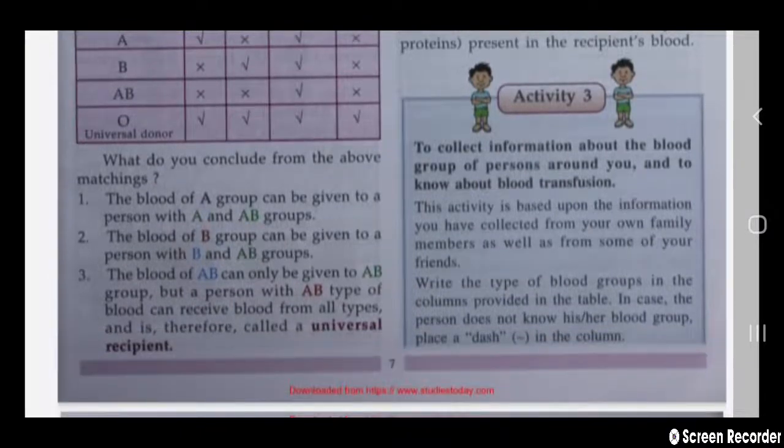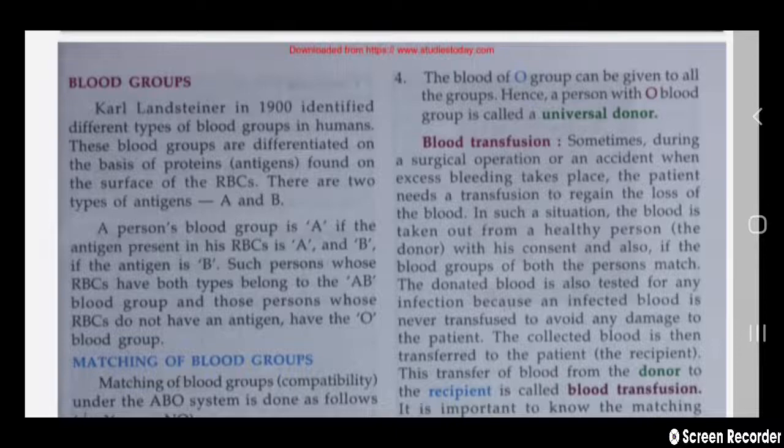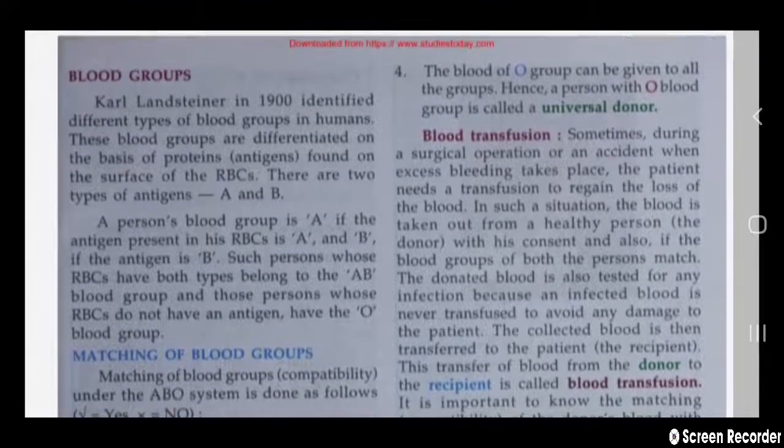What do you conclude from the above matching? A group blood can be given only to a person who has blood group A and AB. B group blood can be given only to a person with B group and AB group. AB can be given only to AB; no other person can take AB group blood. And O can be given to every person; it is the universal donor, anyone can take that blood.